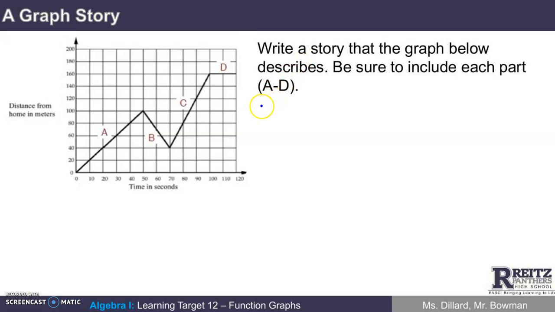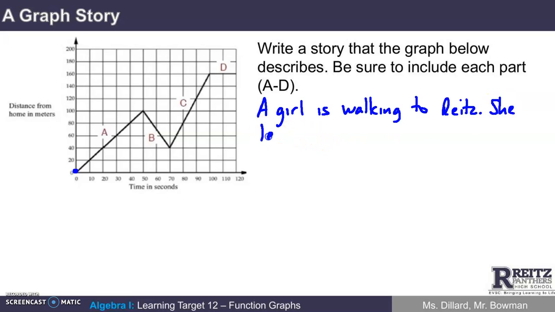So I'm going to start like this. I'm going to say, a girl is walking to Reitz. Okay. I know that at time 0 seconds, she's 0 meters away from home. What does that mean about where she starts? Well, she starts at home. She leaves home.